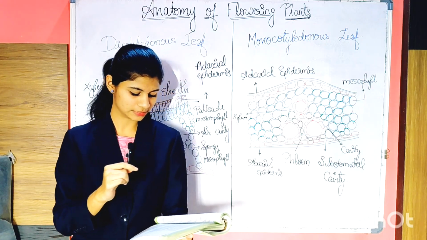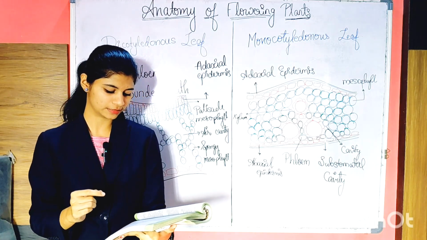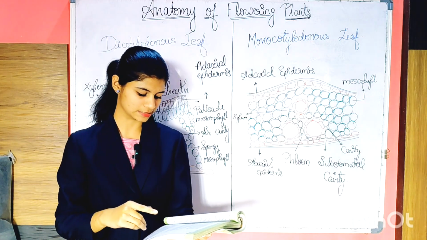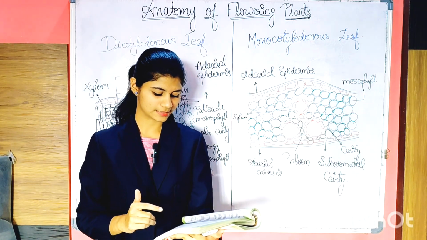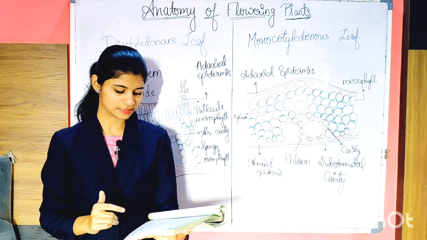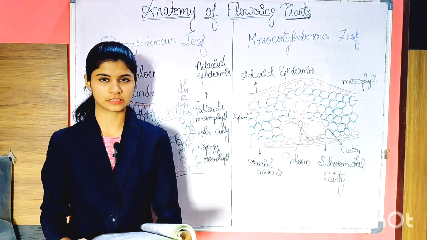The parallel venation in monocot leaves is reflected in near similar sizes of vascular bundles, except in main veins, as seen in the vertical sections of these leaves.